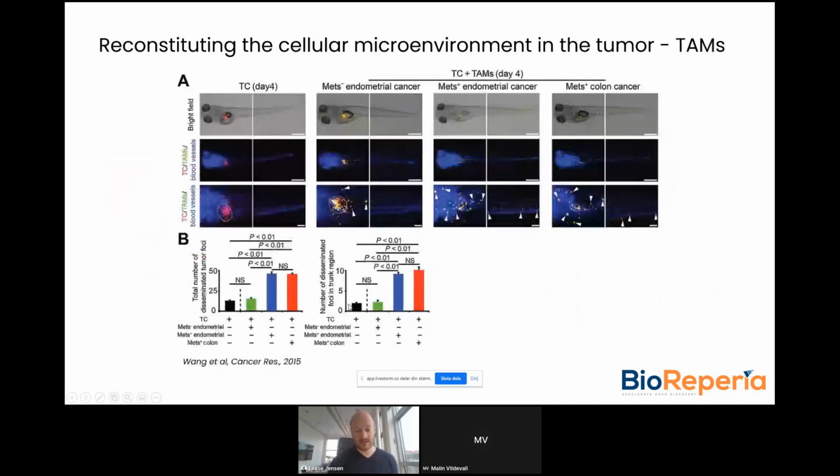A similar study, but instead using tumor-associated macrophages, or TAMs, has been conducted by Wang et al. Also here, you could see TAMs isolated from patient cancers. Three patients were studied here: one patient with non-metastatic endometrial cancer, one patient with metastatic endometrial cancer, and one patient with metastatic colon cancer.